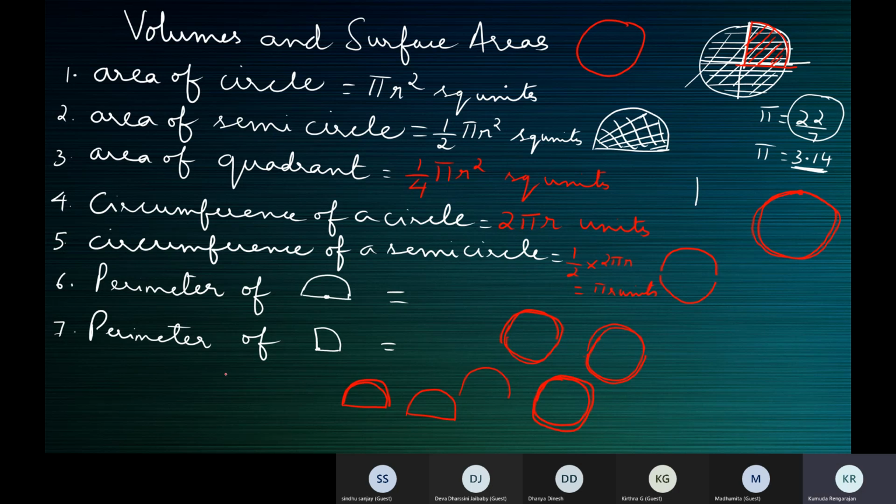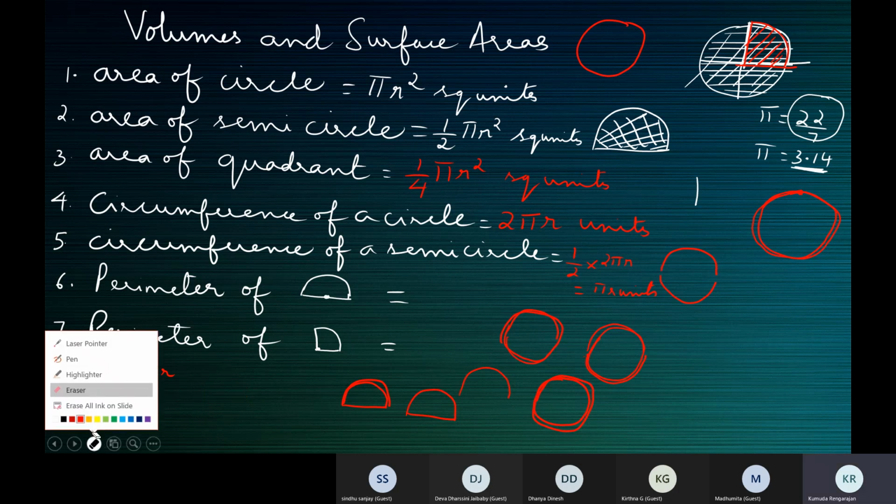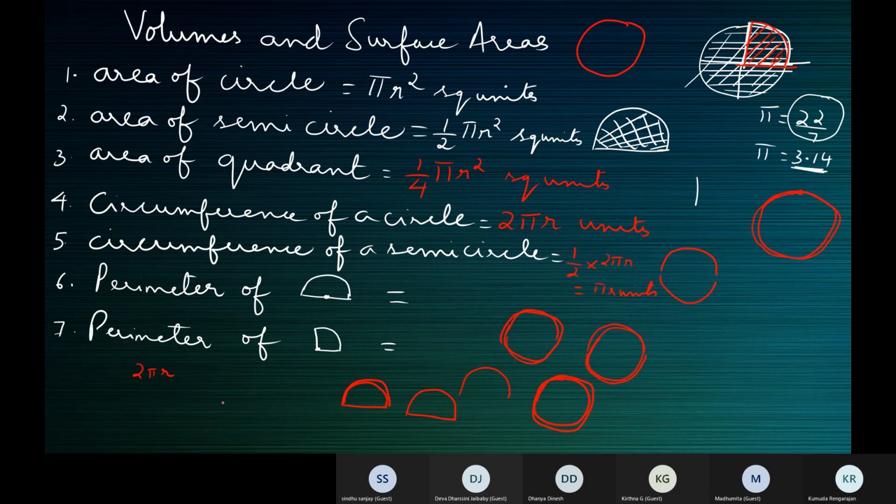Please understand, this full length is 2 pi r. So when you divide by 2, the 2 and 2 get cancelled, leaving pi r. What is pi r? Half of this. Okay, this full thing is 2 pi r. What is half of this? This much. This is half.